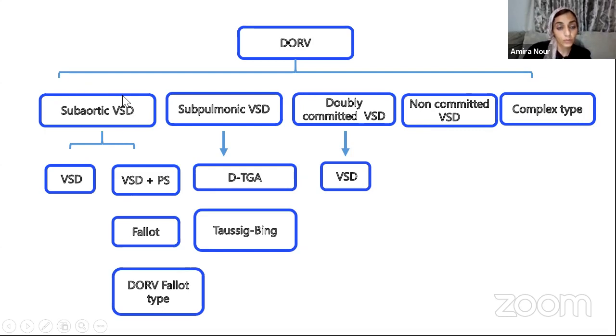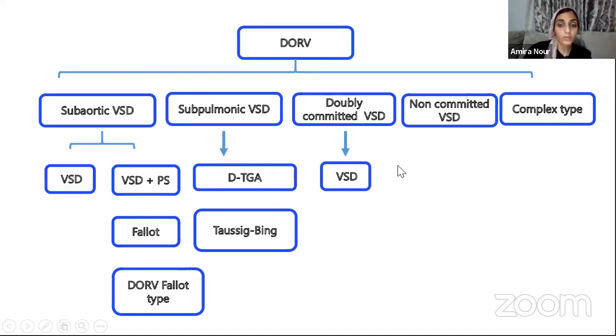The patient with the subaortic VSD without pulmonary stenosis, their pathophysiology and clinical presentation looks very closely like a patient with a large VSD. A patient with a DORV subaortic VSD with pulmonary stenosis, the clinical presentation and pathophysiology looks closely like those patients with tetralogy of Fallot. And a patient with DORV with subpulmonic VSD, their pathophysiology and clinical presentation looks very similar to a patient with DTGA, and we call it Taussig-Bing anomaly.